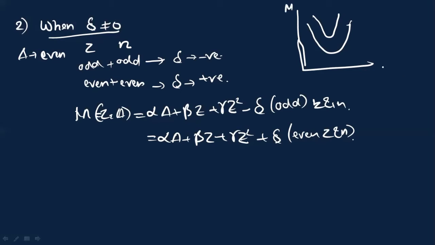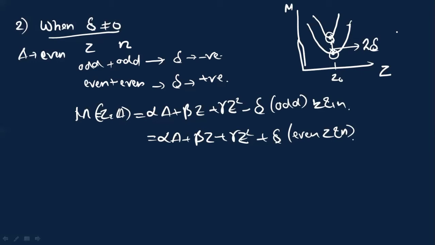So here you see, this is the mass, this is Z, and this point is the value of Z naught, right? And the vertical distance between the two parabolas is how much? It is twice delta.